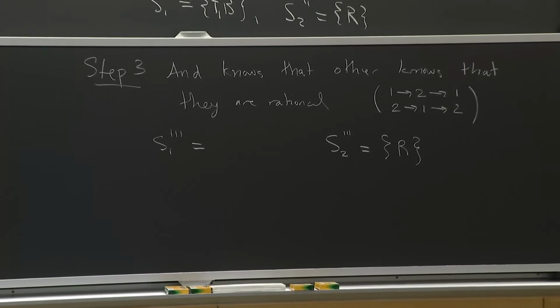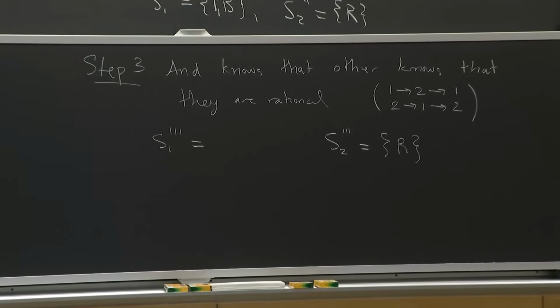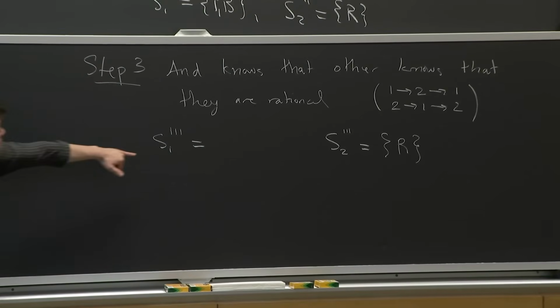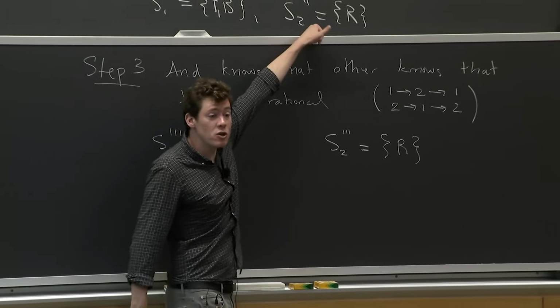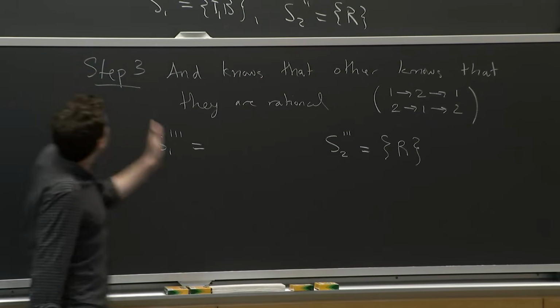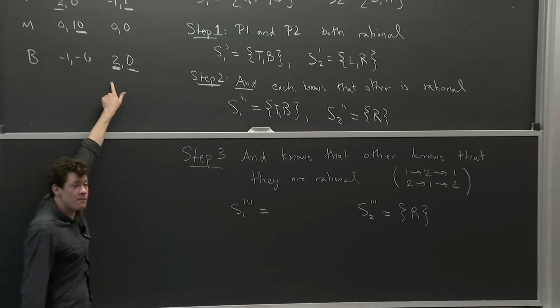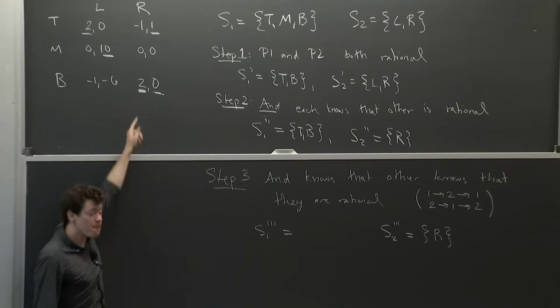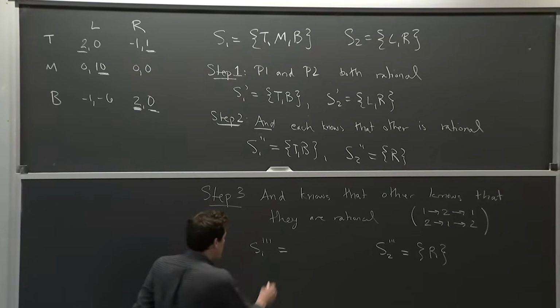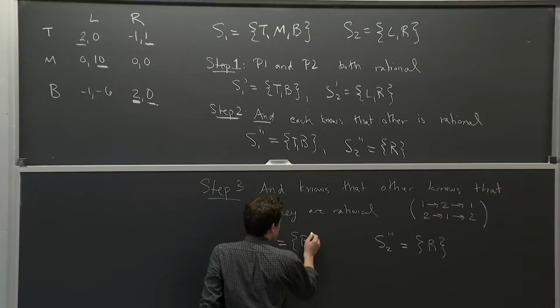Thoughts? Yeah. B, right? Because now, if player 1 knows that player 2 must play R, then they look up and say, well, if player 2 plays R, I've already actually underlined it, B is my best response to R. So if I know that player 2 is playing R, then my best response is B.